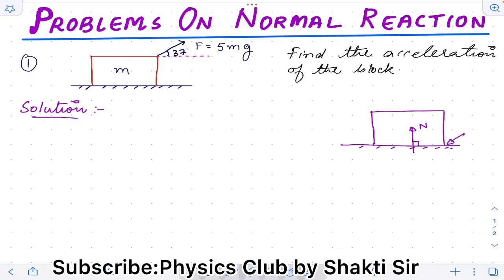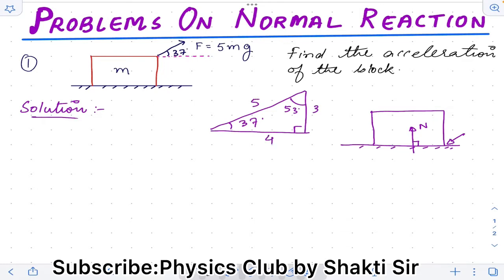of normal reaction. We have a numerical in front of you, and we need to calculate the acceleration of the block. A force of 5 mg is acting at an angle of 37 degree on the block of mass m. As the force is at an angle of 37 degree, we know how to calculate its values. From this triangle, this is 37 degree, this is 90, and this is 53 degree. From this triangle the sides must be 3, 4 and 5.